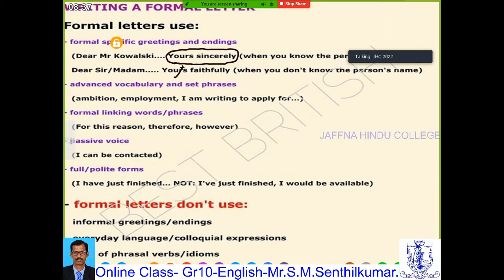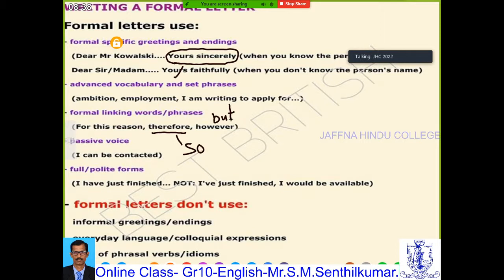Next one, formal linking words. I already explained to you. Instead of so, we have to use therefore. Instead of but, we are using however. Right? Is it okay, clear? These are some tips I will give you for formal writing. Then I will go to formal letter writing, how to write a complaint letter according to your syllabus. Is it okay?